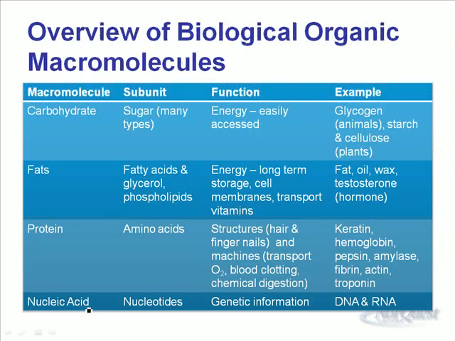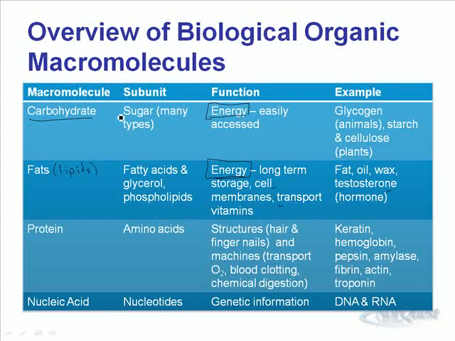Here's an overview of what organic macromolecules do in our body. Carbohydrates and fats and lipids are the same thing. Their primary role is energy. Carbohydrates are easily accessed energy. Fats is more of a storage form of energy. They're also used in cell membranes and to transport vitamins. They're also involved in some of our hormones. But the biggest thing we should remember is that fat is an energy storage molecule, and sugar or carbohydrates, same thing.